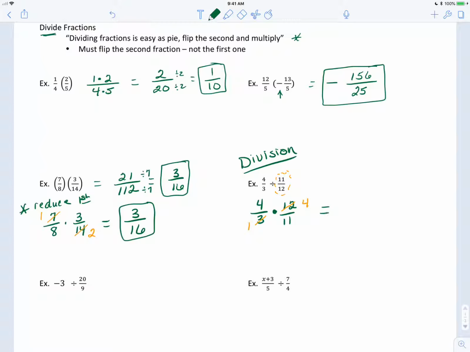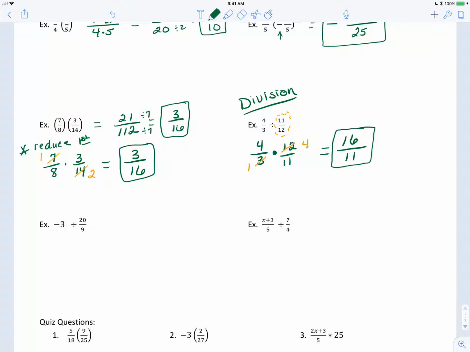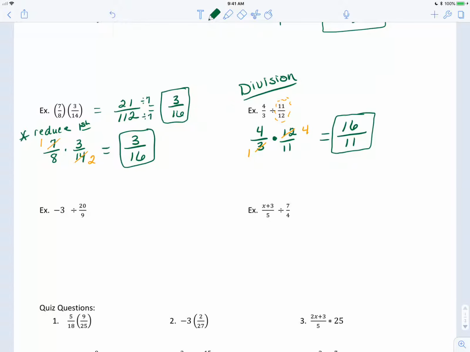If you don't like to do that and you want to go ahead and multiply 4 times 12 and 3 times 11, and then reduce, that is perfectly fine. This is just another way to do it. So 4 times 4 is 16, and 1 times 11 is 11, and 16/11 does not reduce, so that should be your final answer. Okay, so you might want to try these last couple on your own, just see if you get the same answer, and then come back and look.